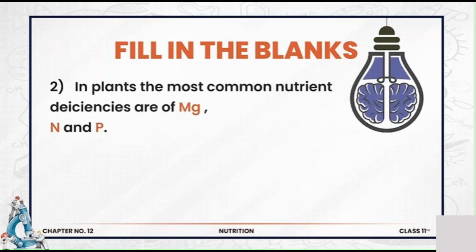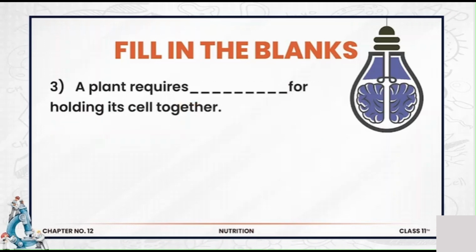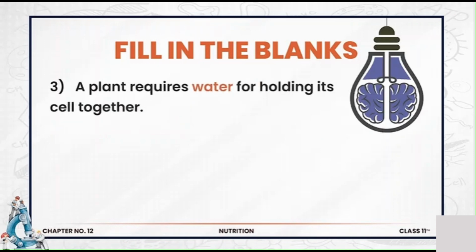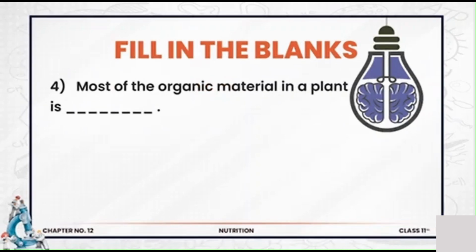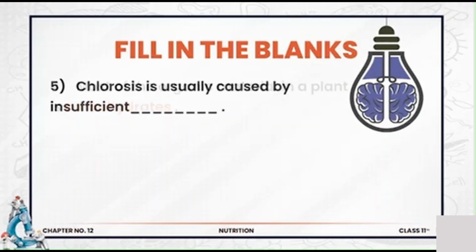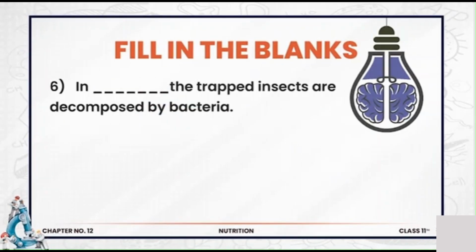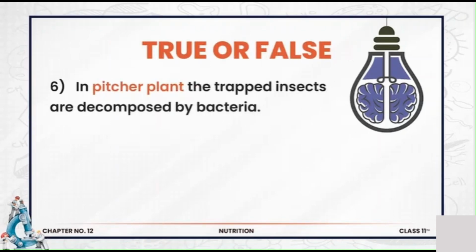The most common. Blank number 3, a plant requires water for holding its cells together. Number 4, most of the organic material in the plant is carbohydrate. Number 5, chlorosis is usually caused by the insufficient supply of magnesium and nitrogen. Number 6, in pitcher plant, the trapped insects are decomposed by bacteria. So pitcher plant is answer.